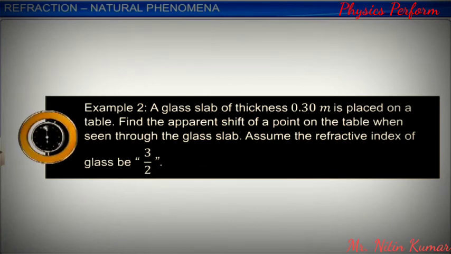Consider the following example. Example 2. A glass slab of thickness 0.30 meter is placed on a table. Find the apparent shift of a point on the table when seen through the glass slab. Assume the refractive index of glass is 3 by 2.